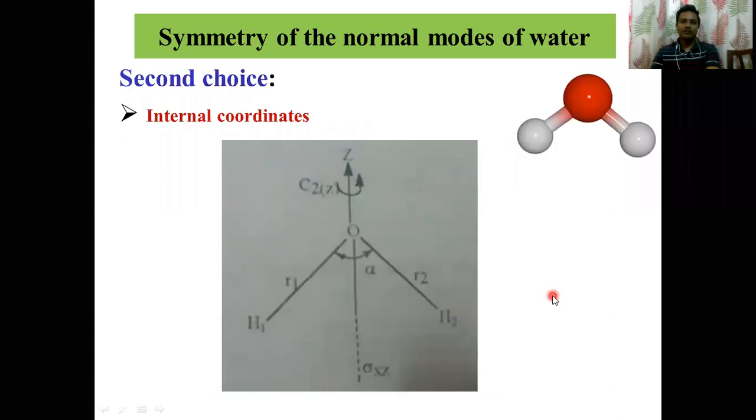The second choice is, of course, I can go for the internal coordinates, like the oxygen atom connected with H1 with the bond distance R1, and then H2 connected with the oxygen with R2, and the angle between R1 and R2 is going to be basically alpha, right? That is going to be the bond angle, and using this we can generate the reducible representation. Both have advantages and disadvantages, but let's go for the first one and see how we can do it.